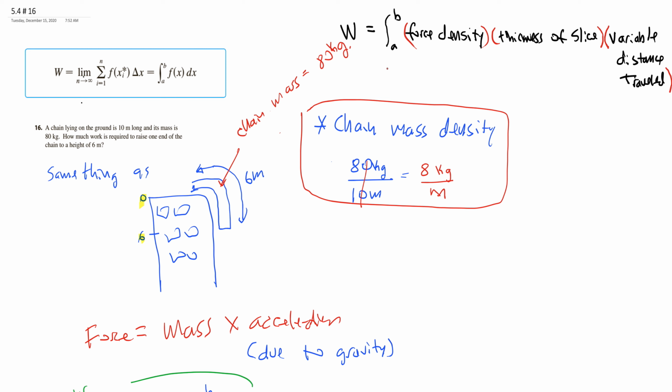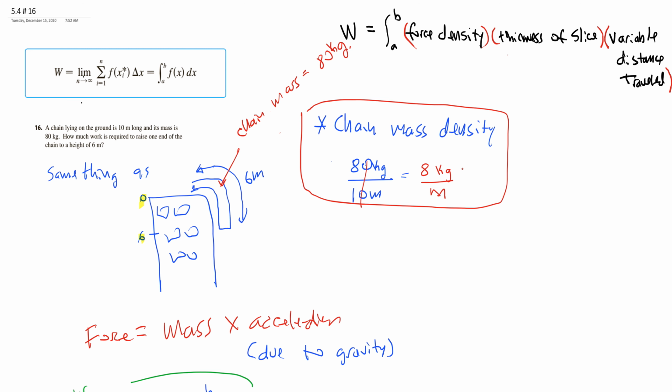Okay, so work is force density, so it's always going to be like pounds per feet, something like that. Thickness of slice, that's going to be in meters or feet. Variable distance traveled, that'll be in meters or feet.